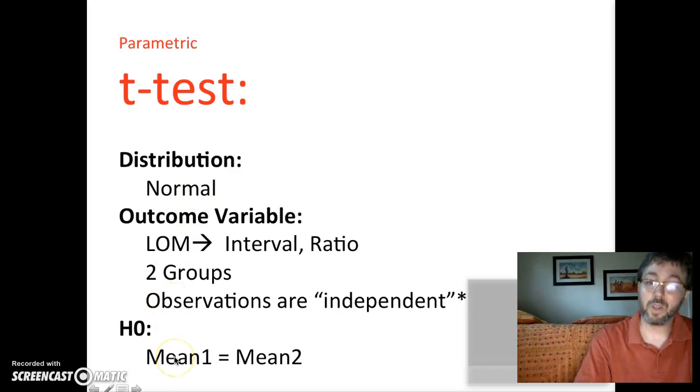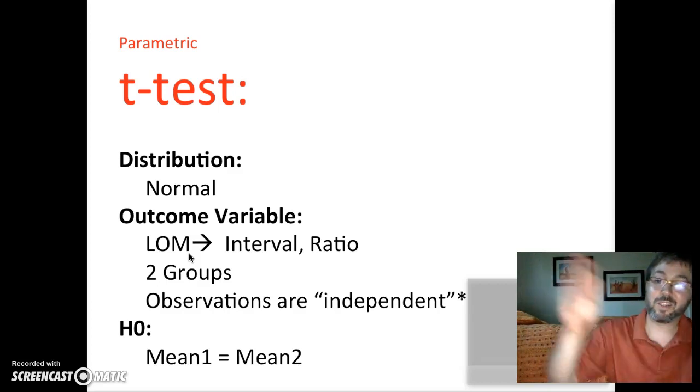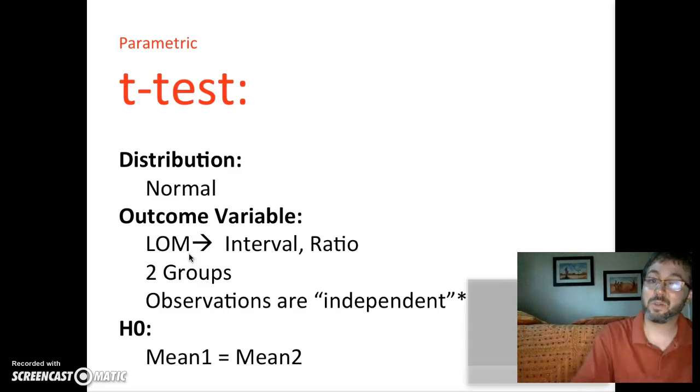It tests the null hypothesis that the mean of group A and group B are equal. And it also assumes that you're using interval or ratio numbers. So state is not interval or ratio. It's a nominal variable. It's just a name. It's not a sort of a sliding scale or a number, a continuous number. And the t-test also assumes that you're testing differences between two groups, not more than two, and the observations of the groups are independent. So let's run a t-test on the data that we've been looking at.